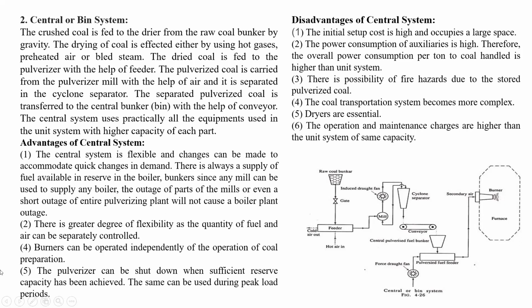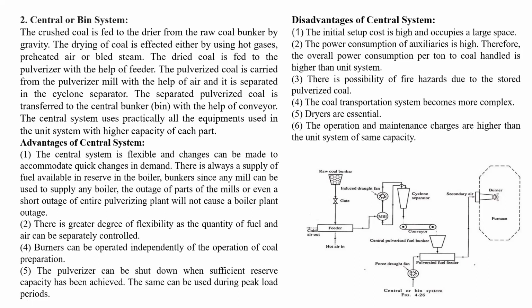So, advantages: the central system is flexible, and changes can be made to accommodate quick changes in the demand. There is a greater degree of flexibility. Burners can be operated independently. The pulverizers can be shut down when sufficient reserve capacity has been achieved. This is the most important point. In the unit system, you cannot shut down the pulverizers.